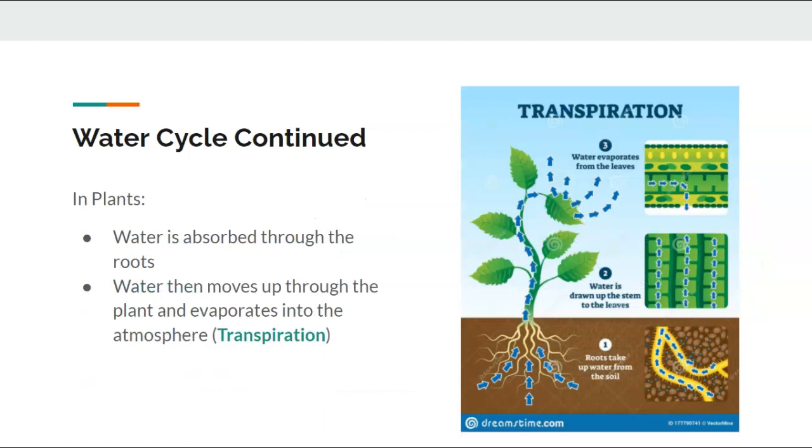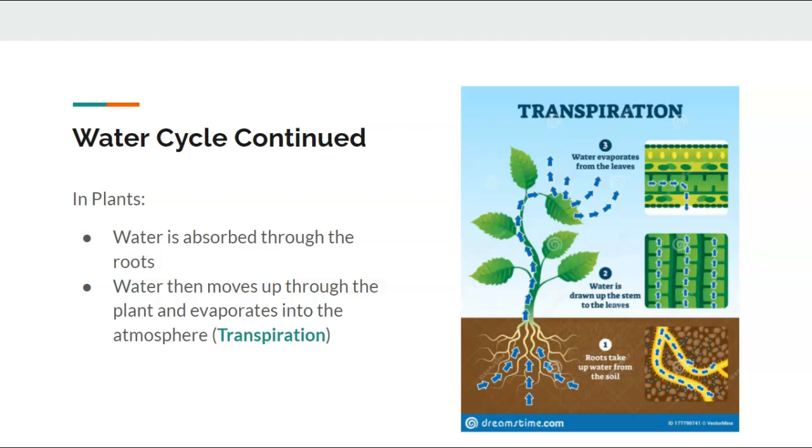If you thought that was the only thing you needed to know about the water cycle, you were wrong. There is also another word, and it's called transpiration. This one maybe you haven't heard of before. Transpiration happens in plants. When plants absorb water through their roots, they then push the water from their roots through the stem out into the leaves.